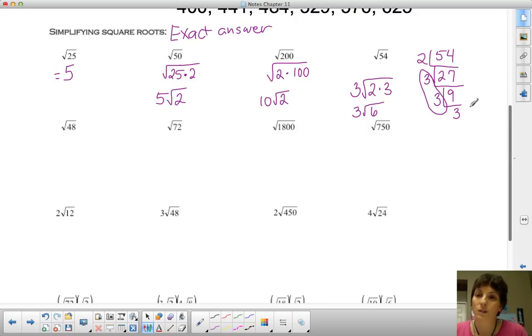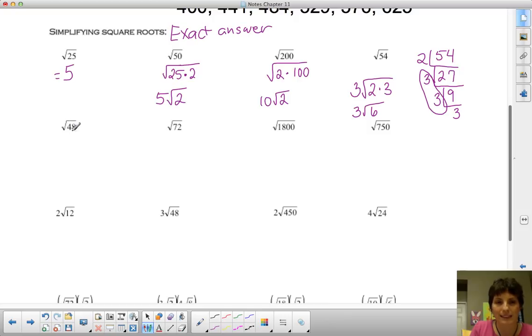This is not the only method to doing this. It's just another way to organize your thoughts. How are you going to figure out what perfect square is trapped under the radical and get it outside and leave its leftovers, the ones that are not perfect squares, on the inside? Let's do 48 together, and then I'll give you a couple to try on your own.